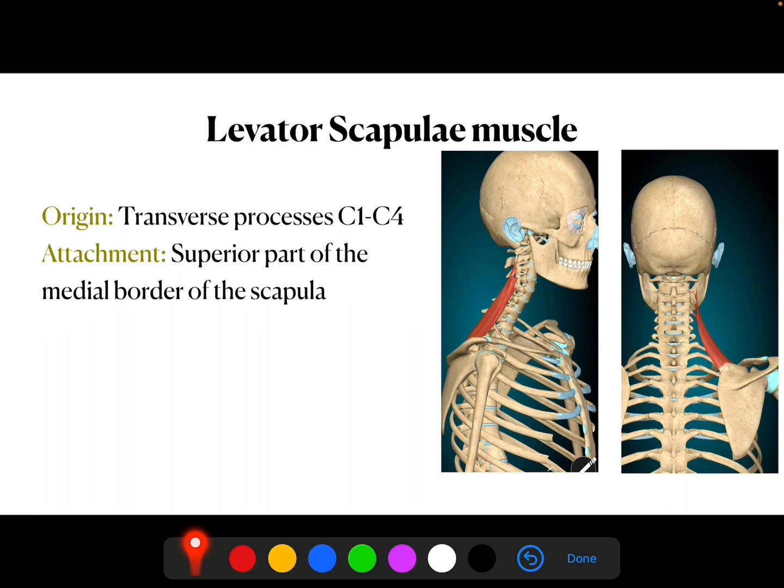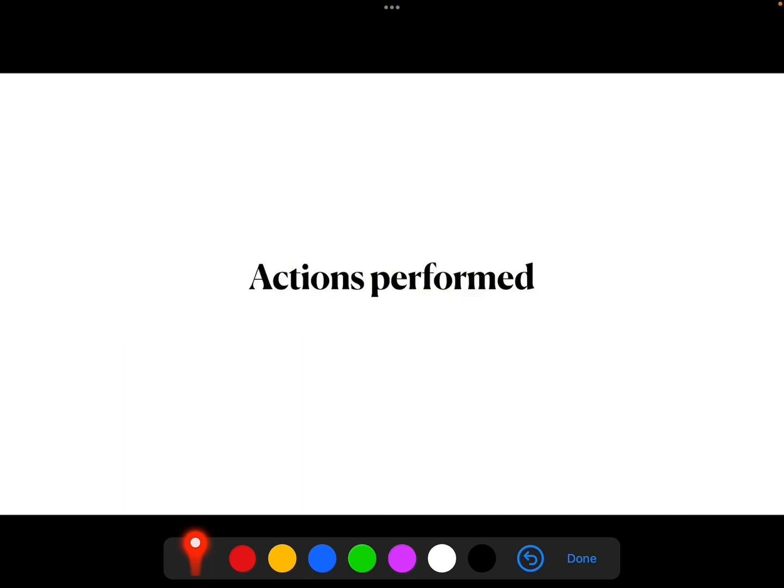Levator scapulae muscle. It originates at the transverse processes from C1 to C4 and attaches at the superior part of the medial border of the scapula. Now let's look at the actions performed by this muscle.